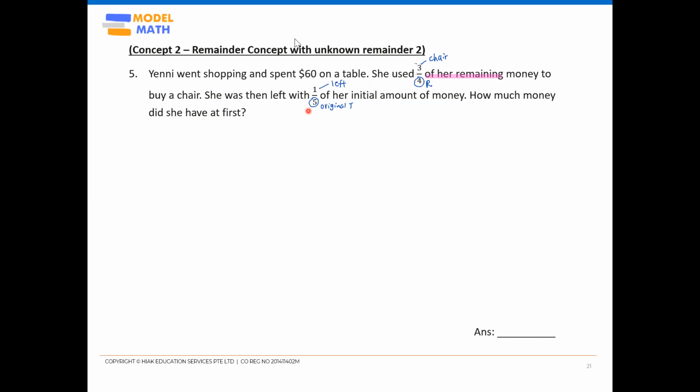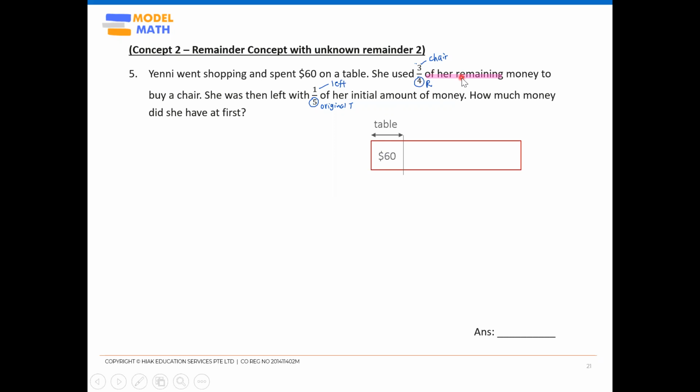Let's proceed to draw the model like what we usually do for a remainder theory question. I start off with the total first. We draw the whole total money that she has at the beginning. And the $60 that she spent on the table, you park it aside. So, $60 spent on a table.